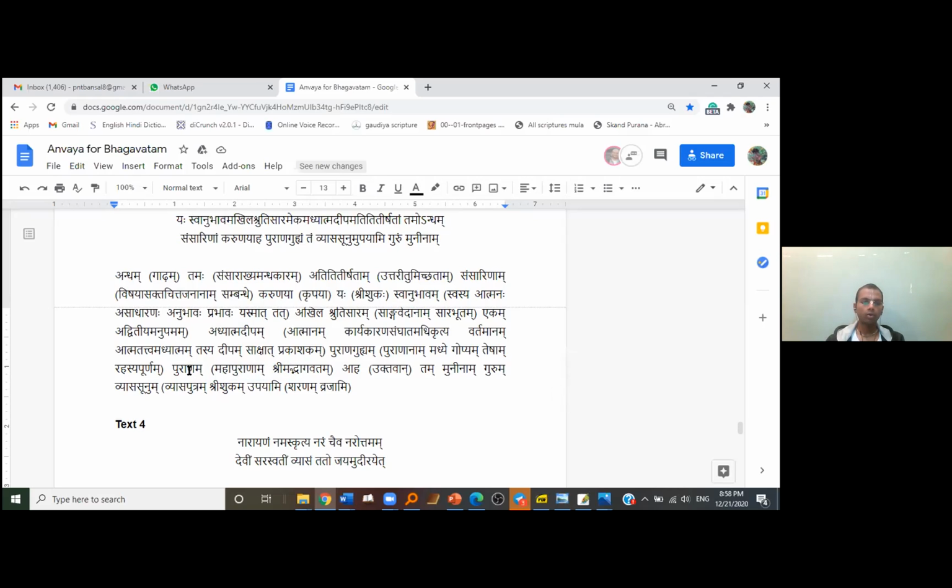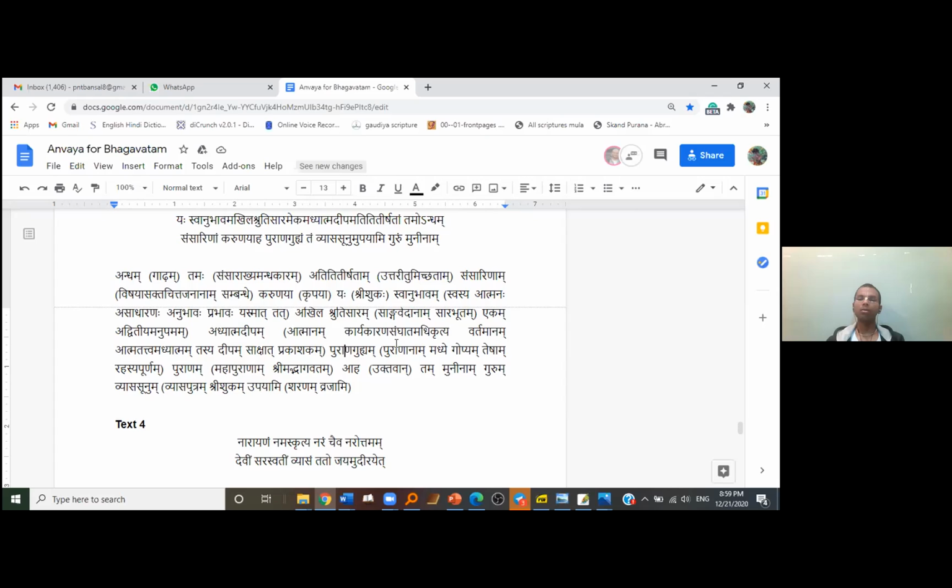So, and what more about that Purana? Now the adjectives will come up. So Purana here is the Visheshya, the proper noun, and now we'll be studying the different adjectives for this Puranam. So Purana Guhyam. This is Puranana Madhye Gopyam Tesham Rahasya Purnam.